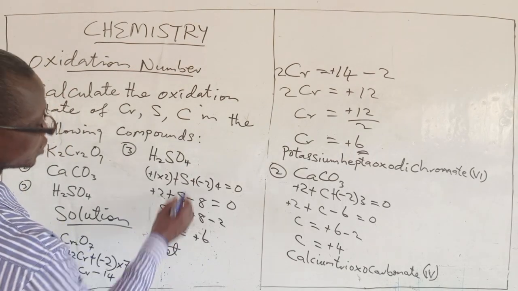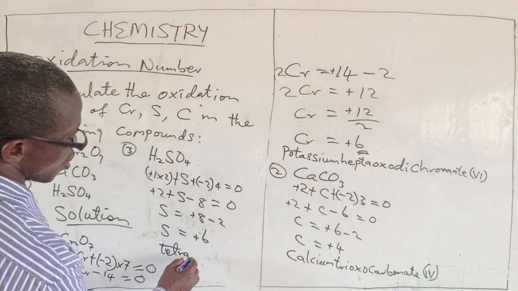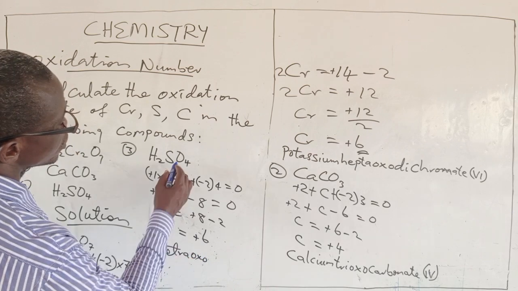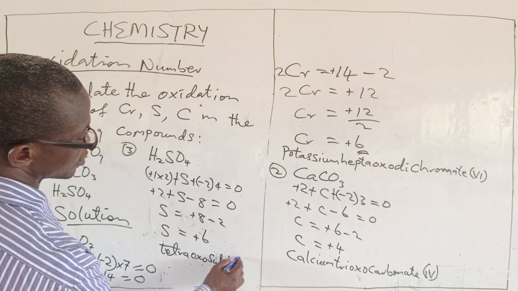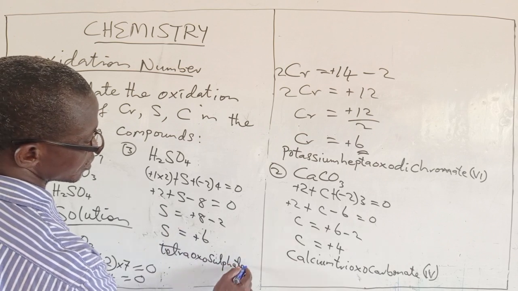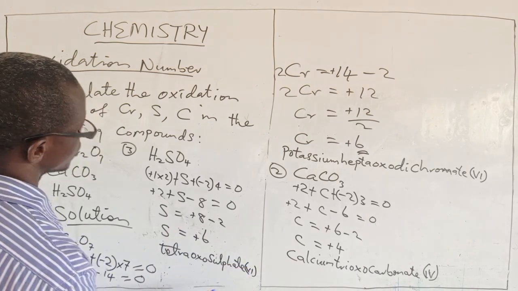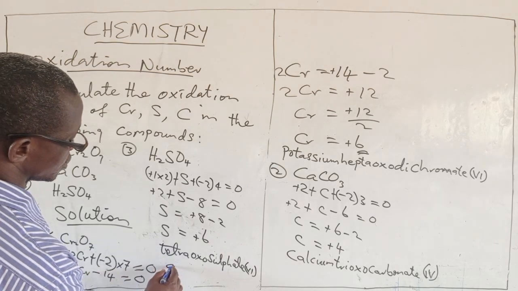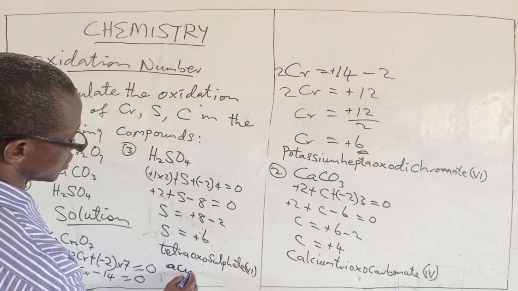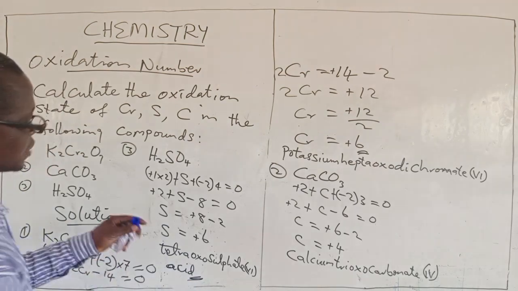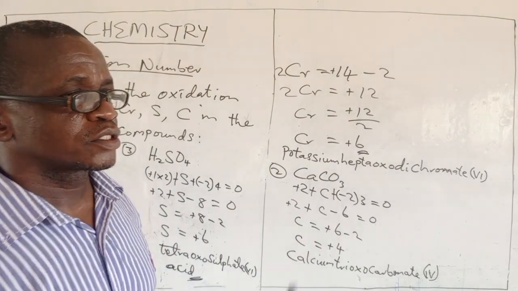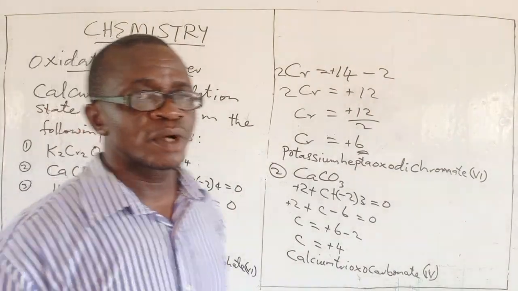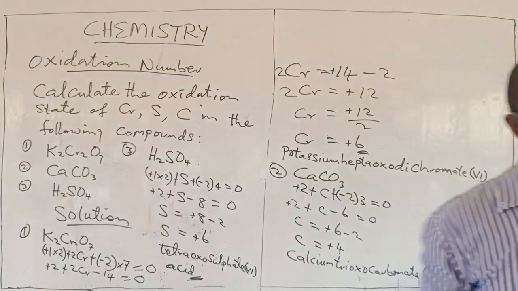Tetra, the number of oxygen. Tetra, oxo, sulfate, 6, acid. You put acid last. So that's that. Okay, this is just the surface. Now I want to give you another question. So let's see this question.